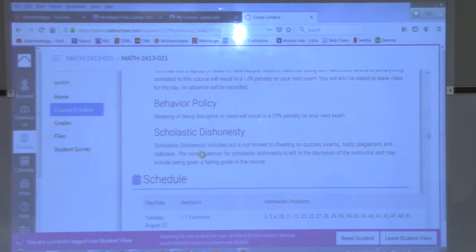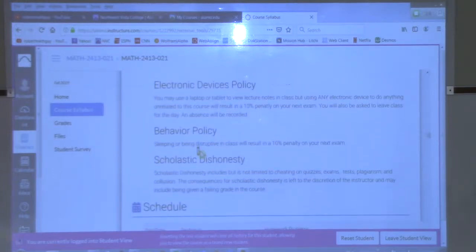Behavior, I have two big things for this class: sleeping and cell phones. Where's my cell phone? Hold on. Oh, there, it's the electronic devices policy. This is kind of a gray area because all the notes that I'm going to be going through this semester, I provide to you in Canvas. I've already had a student ask me, can I use my laptop to follow along with the notes while you're in class? That's fine as long as that's what you're doing.